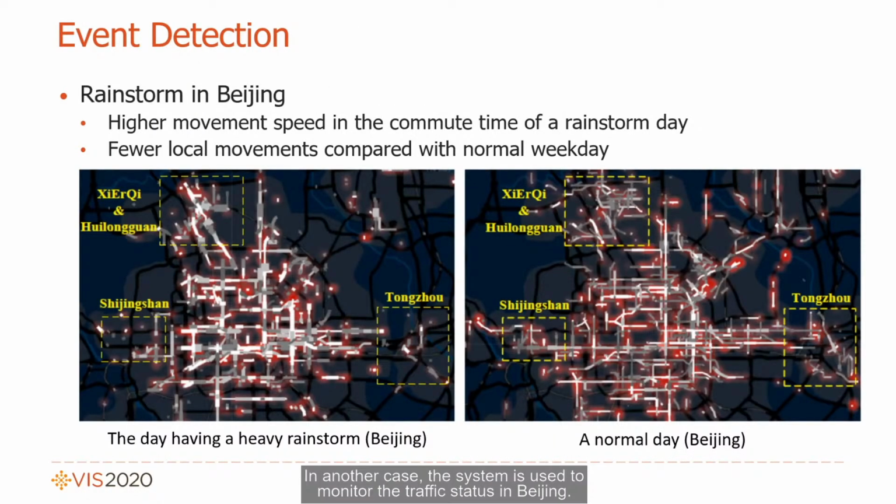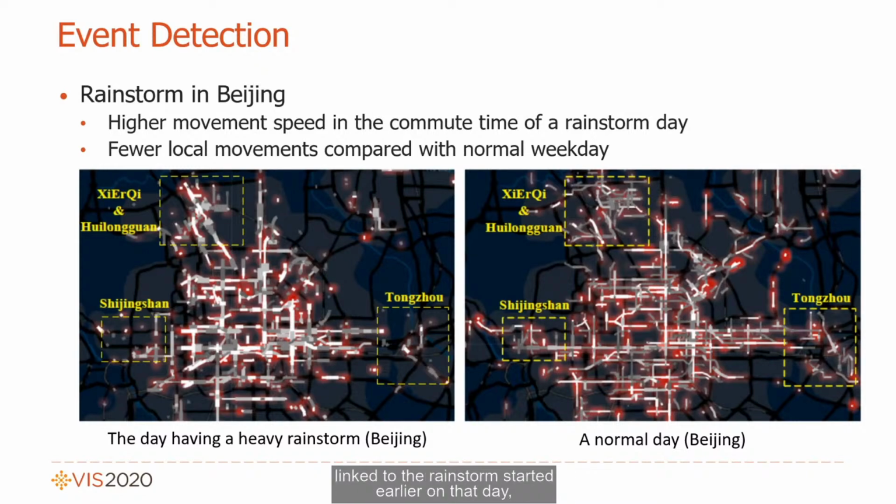In another case, the system is used to monitor the traffic status in Beijing. On the morning of a weekday, some anomalous patterns are found. The color of most movement flows is much brighter than usual. This indicates a higher commuting speed. Also, fewer movements are found in the local regions.